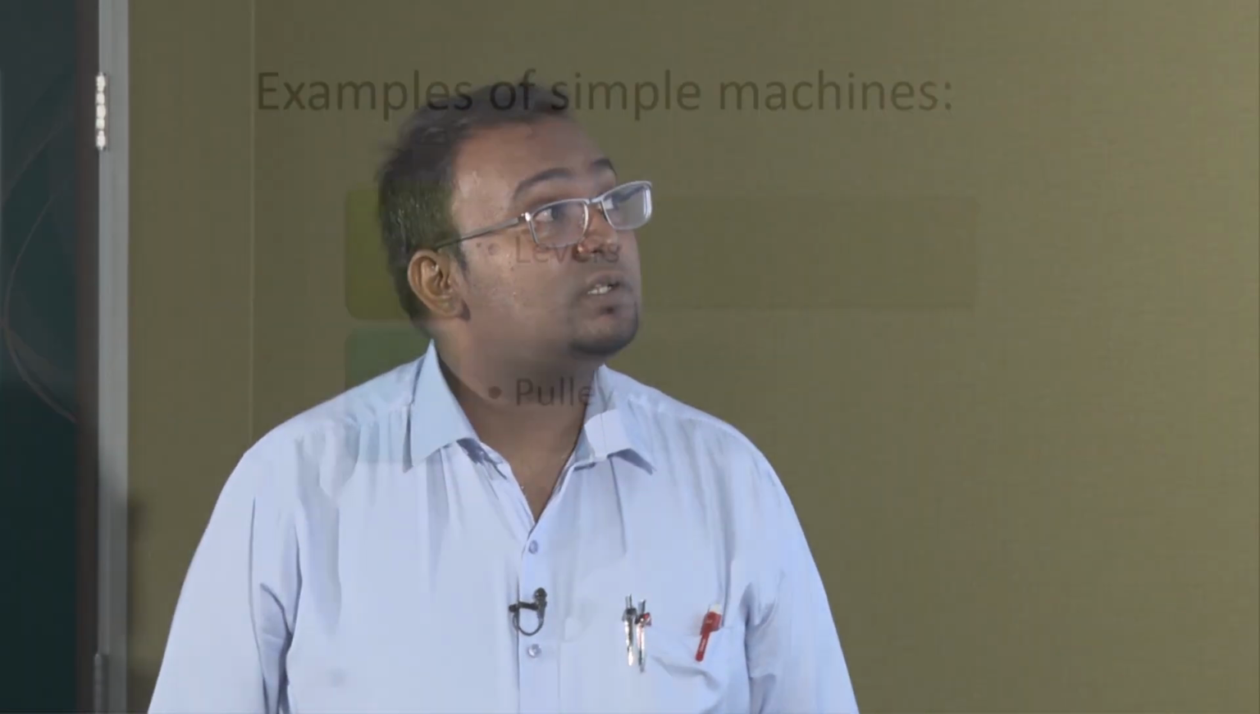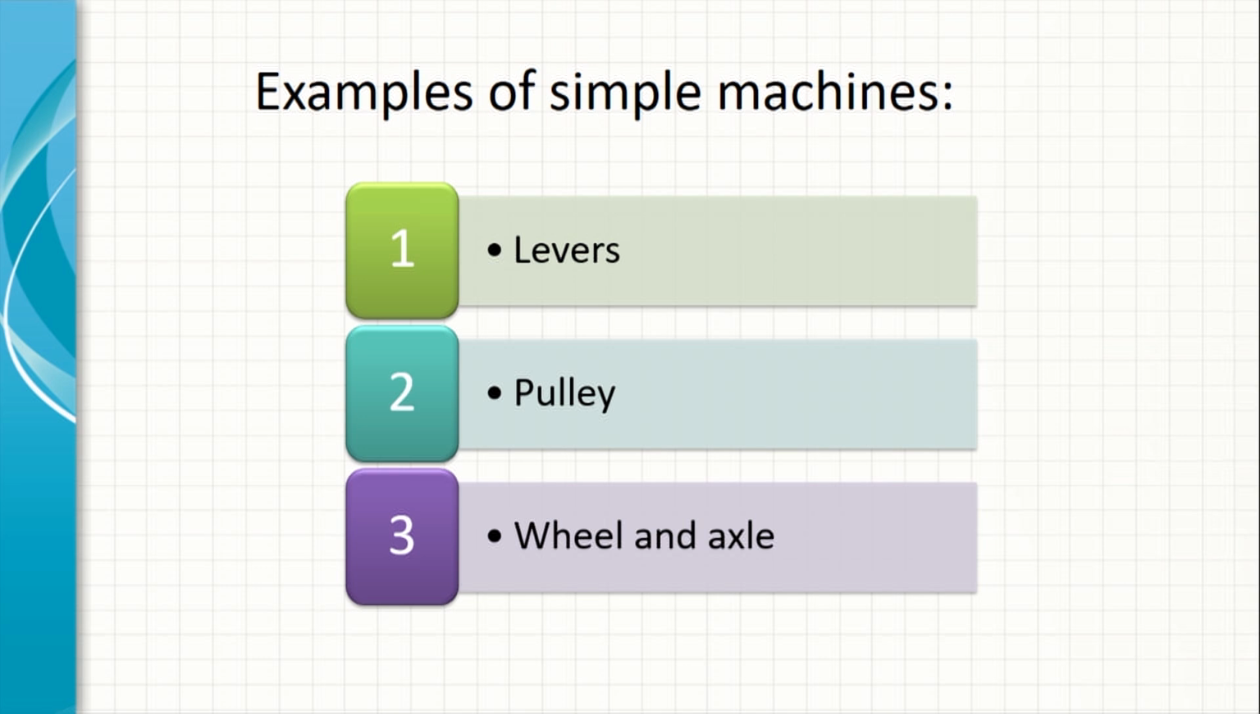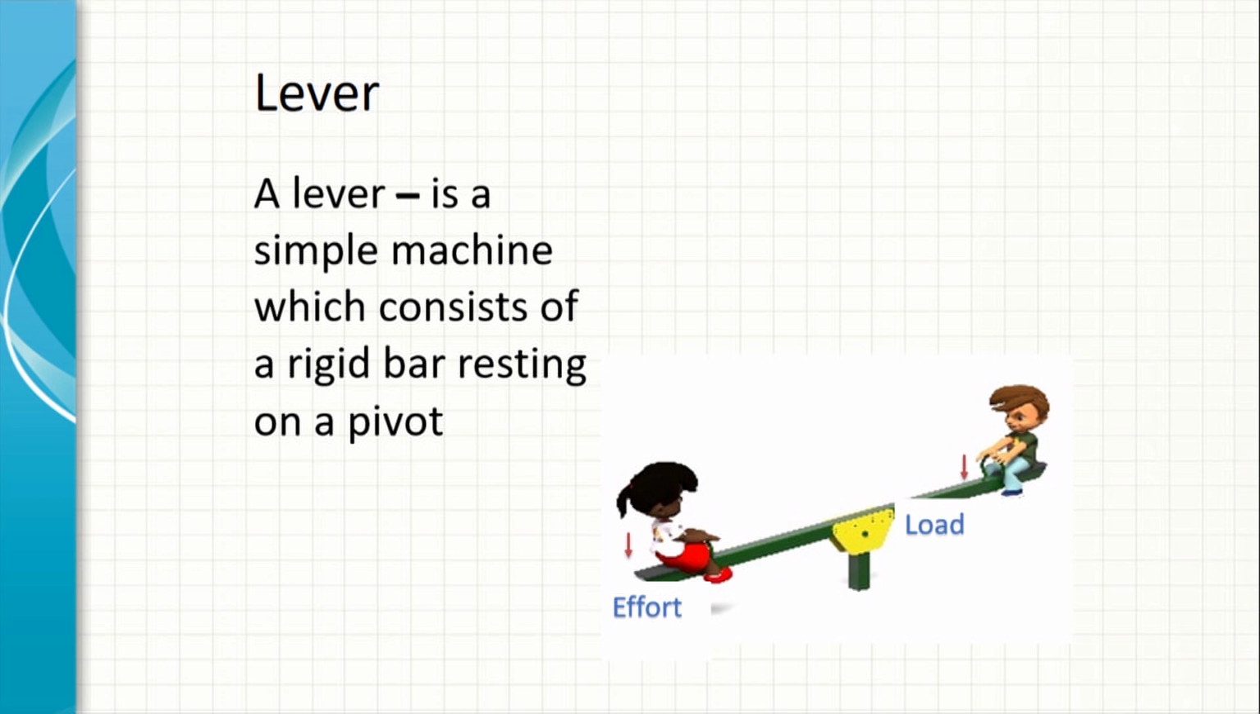So examples of simple machines, we have levers, pulleys, wheel and an axle. And in our everyday lives, we come across these in so many different types and forms without even recognizing them. So let's look at a lever first. A lever is a simple machine. And a lever is actually very fun, not just a tool.